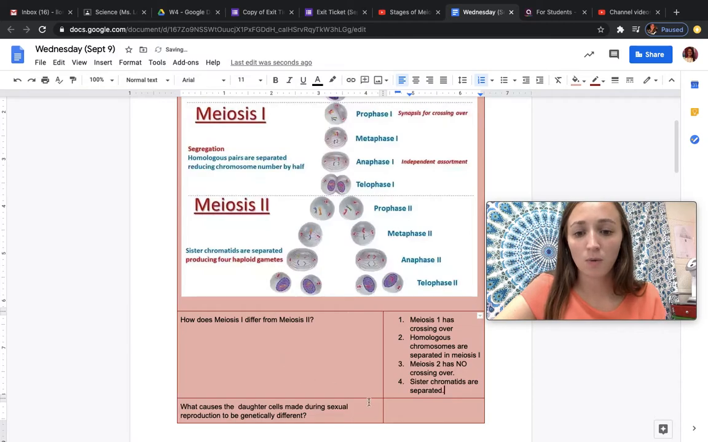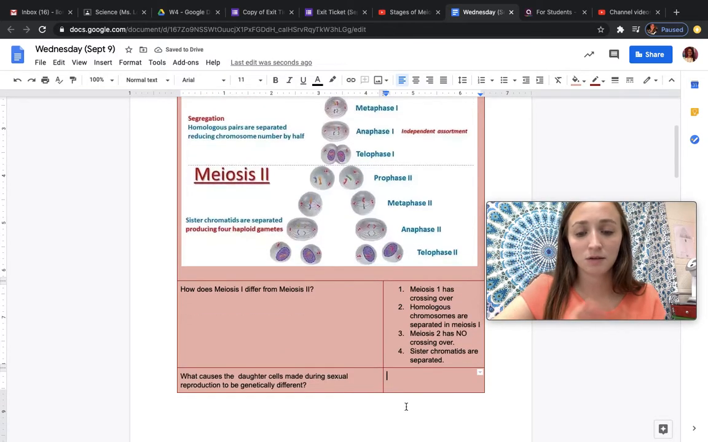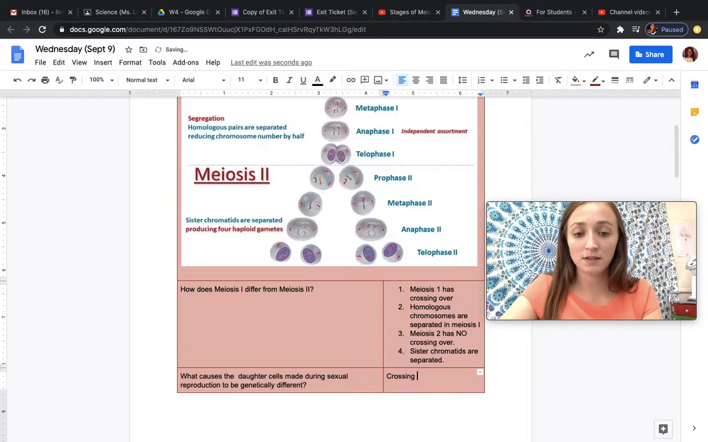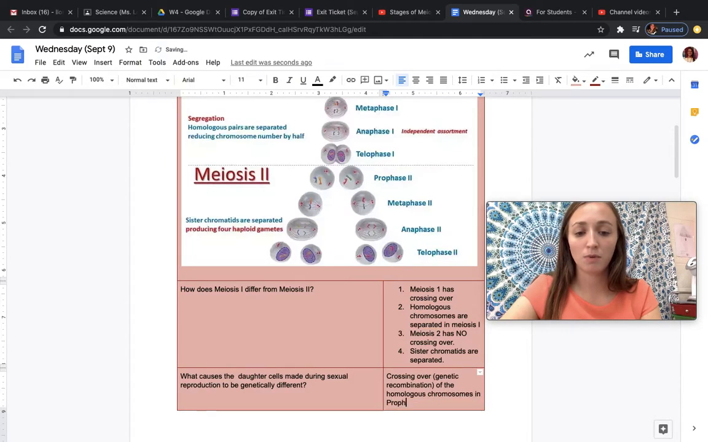Okay, so what causes, and this is super important, what causes the daughter cells, the brand new cells made during sexual reproduction, to be genetically different? They are different because of crossing over, or we're also going to put genetic recombination of the homologous chromosomes in prophase 1.